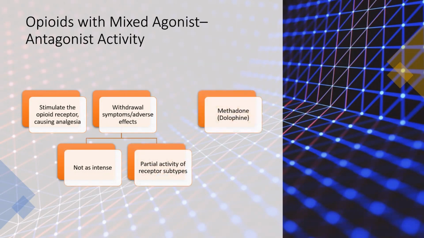For example, methadone, which is also called Dolophine. Methadone nowadays can be used for the reversal of opioid withdrawal. So it actually has mixed agonist and antagonist activity. It is used to treat opioid dependence.